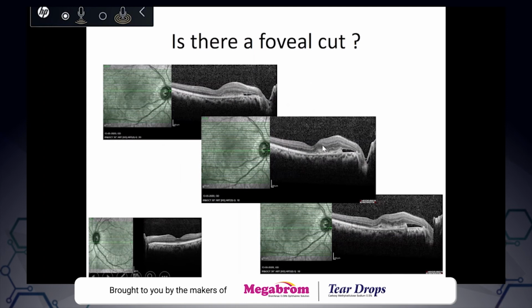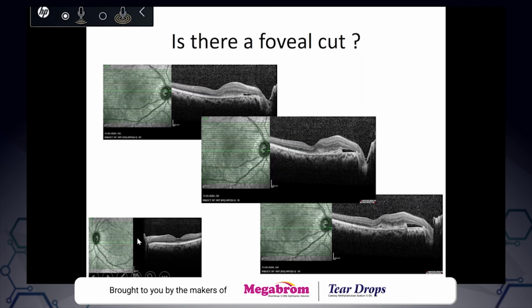Here, the outer plexiform and nerve fiber layers are meeting. There is something abnormal there, some structures there, but this is a foveal cut. But look at here, there is something abnormal here. You see the outer plexiform layer is continuous here, the nerve fiber layer is continuous here. So this is not a fovea.